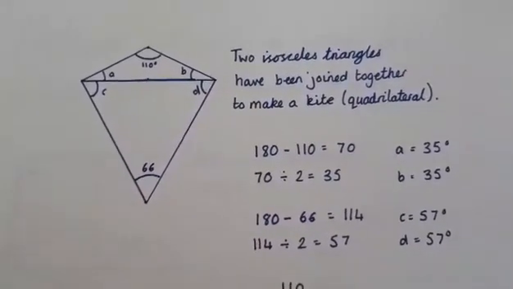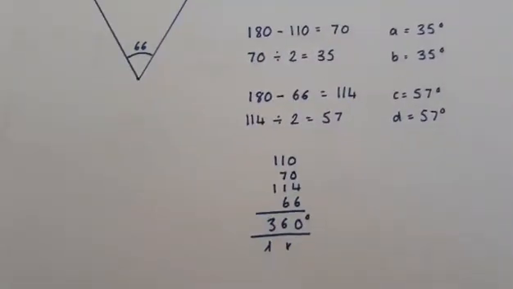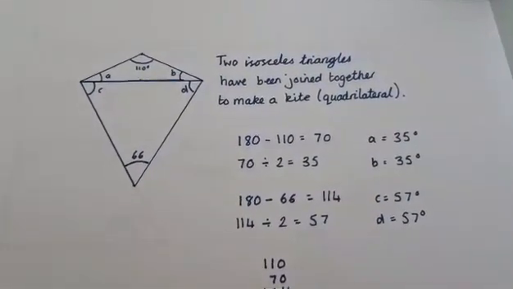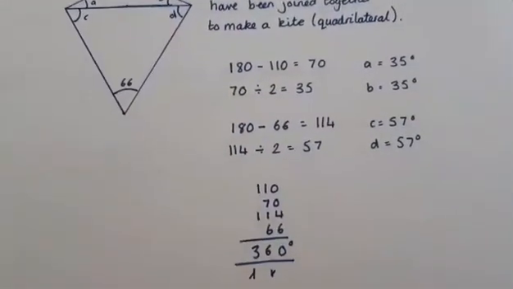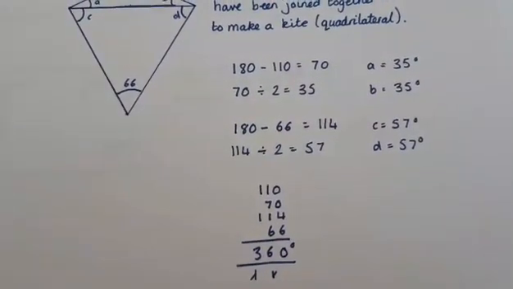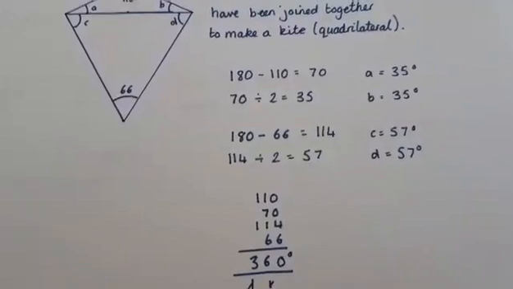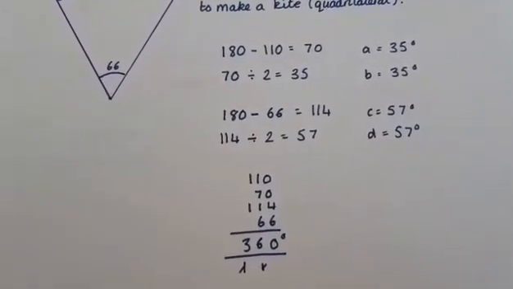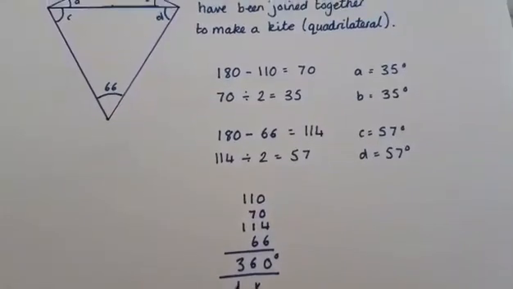Just to make sure, to absolutely check, I can use what I know about quadrilaterals. Remember, all the angles inside that shape, because it's a quadrilateral, should total 360 degrees. So I've taken my 110 and my 66, the 70 and the 114, totaled them all together. They do make 360. So I know I've been able to check that my calculations are correct.